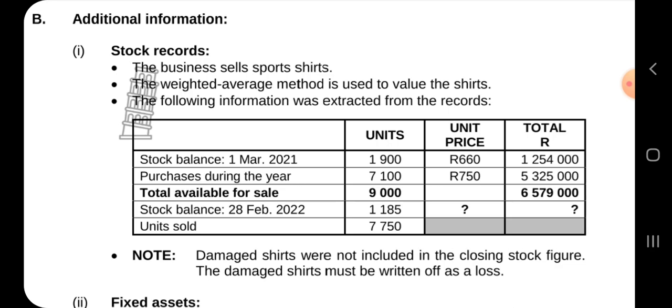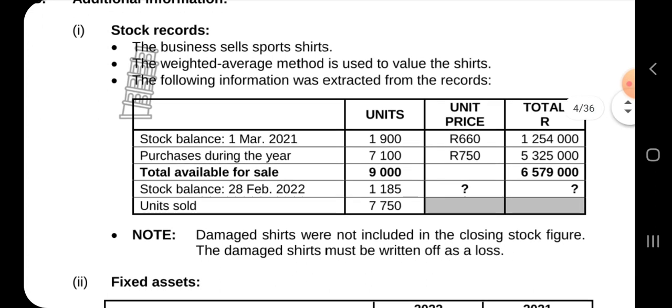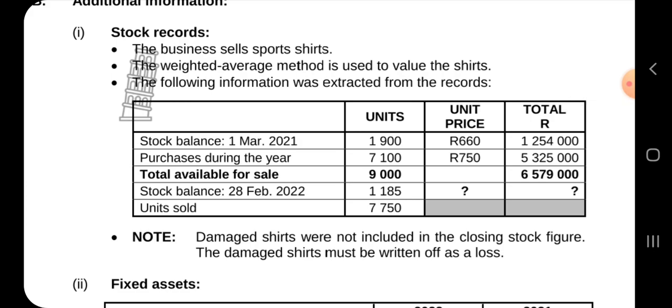Now we need to find the value for them. So they will use the weighted average method, meaning you are going to take that 6,579,000 rand and divide it by those 9,000 units, and that is going to give us 731. And then you take the 65 times 731, that will give you 47,550. Let's do these practical examples with you.